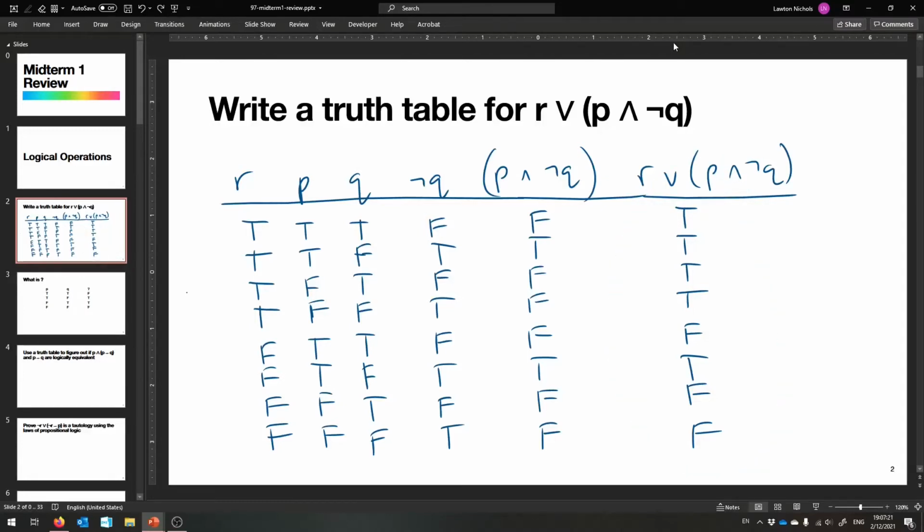Okay, so R or P and not Q under these values for R, P, and Q, it's apparently true. For these values, it's also apparently true, and all these other 3, this one makes it false. Okay, so that is our final answer, and that is the truth table. Okay, hopefully it's all coming back to you now. All right, that's going from a proposition to a truth table.